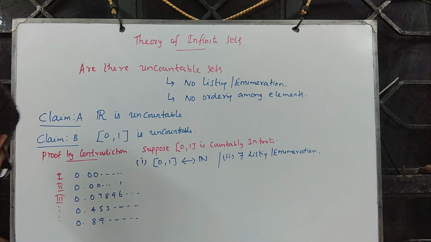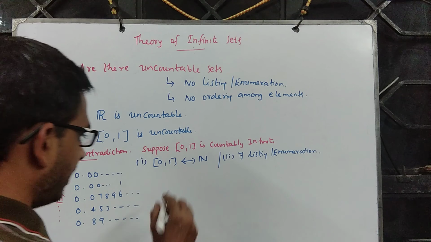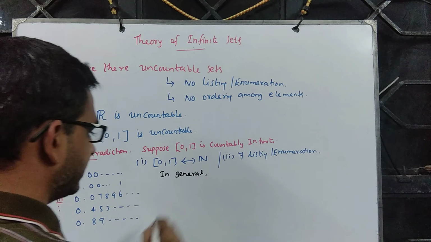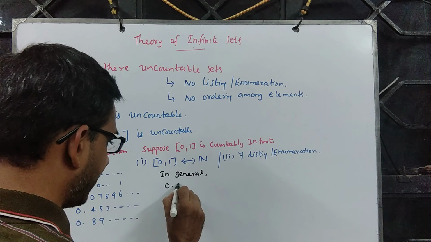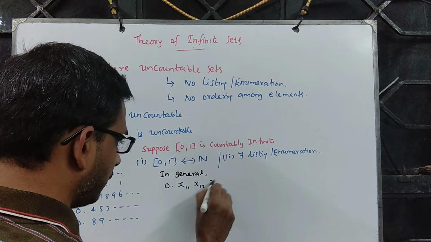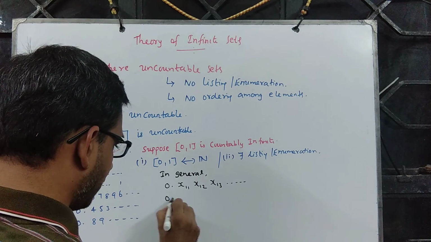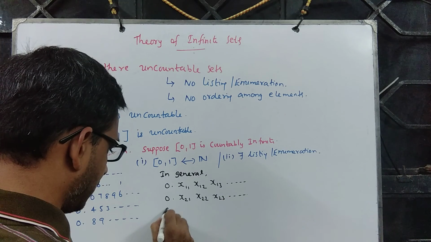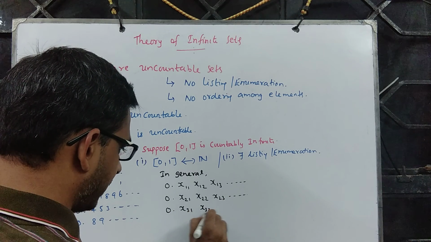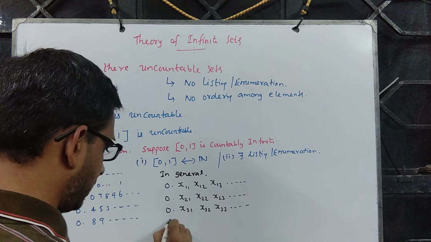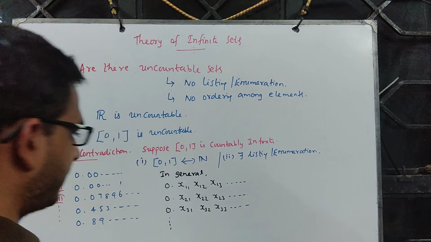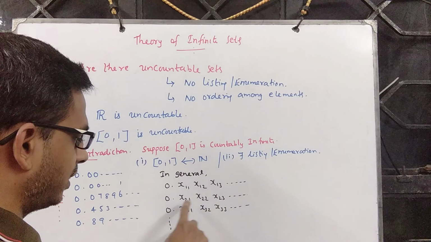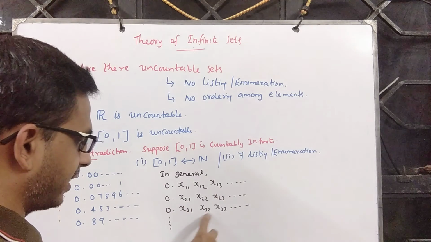Now what I am going to do is the following. In general, how do we write this? This is just an example. So in general, you have 0.x11, x12, x13 like this. Then 0.x21, x22, x23 like this. Then 0.x31, x32, x33 like this, and it goes. So this may represent the first digit, second digit, third digit and so on. This may be something like 0, 1, 2, this may be 7, 9, 8, this may be 8, 9, 7 and something like that.